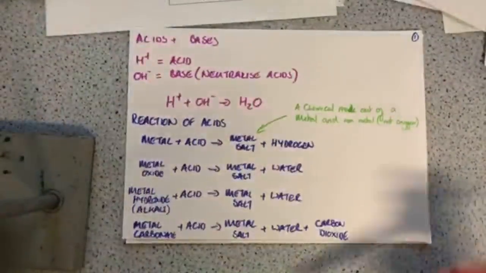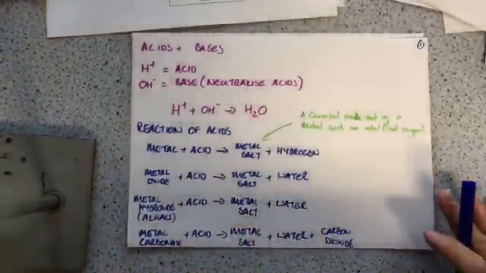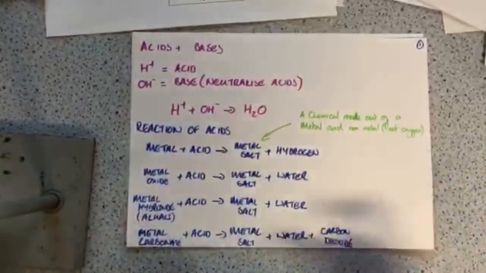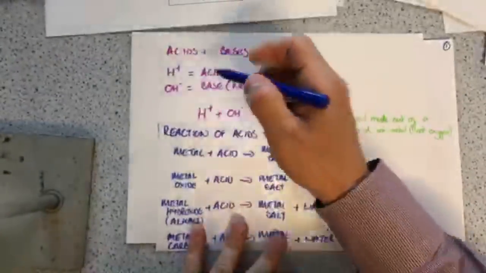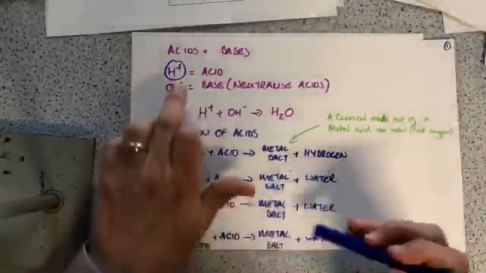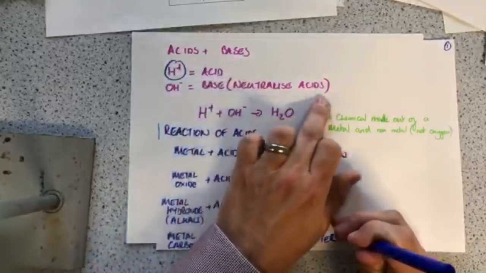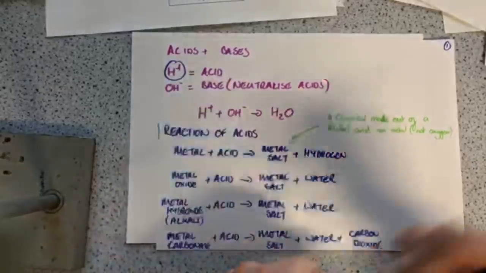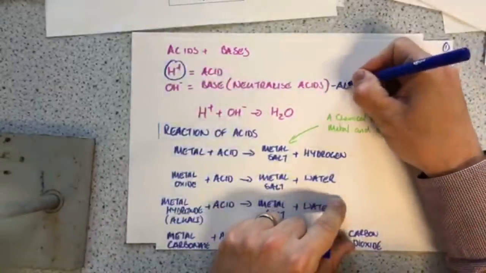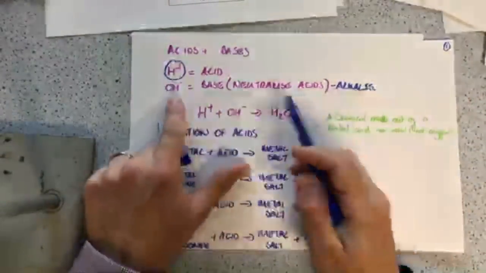Okay, so the first thing that I need to look at here, first thing on spec 4, is acids and bases. So acids are chemicals that contain H plus ions, and it's the H plus ion that makes something acidic. A base is something that neutralizes an acid, and bases include alkalis that you've all heard of, okay?